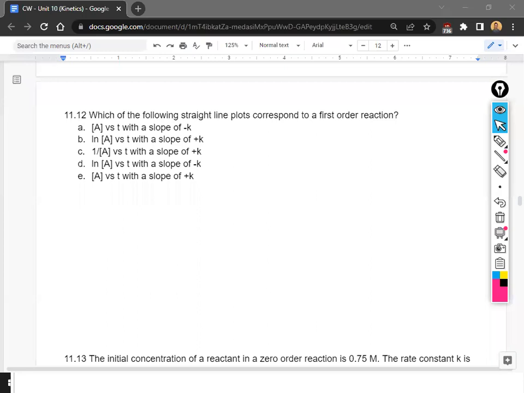Okay, anyone want to take a shot at which one it is? D. Yes, it is D. The easiest way to think about it is that first order is the only one with a natural log. So if you have the natural log of the concentration, that's going to be first order.